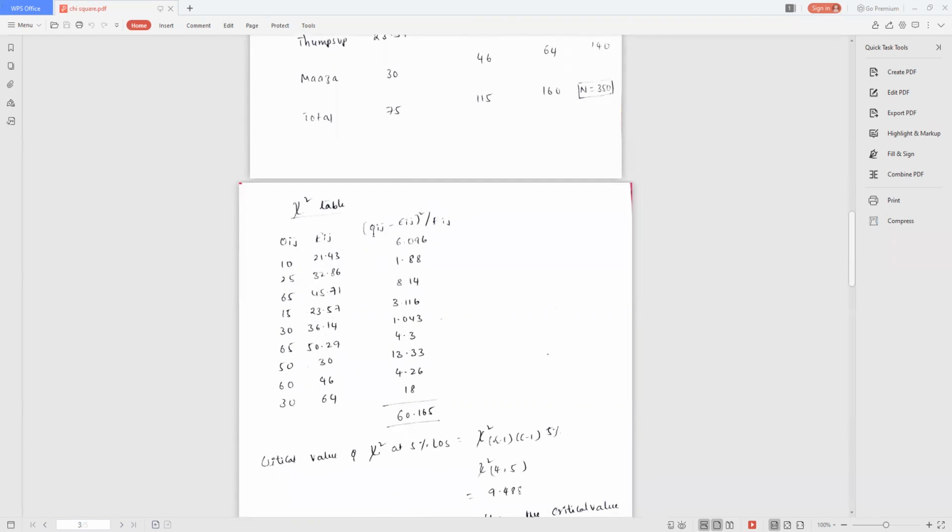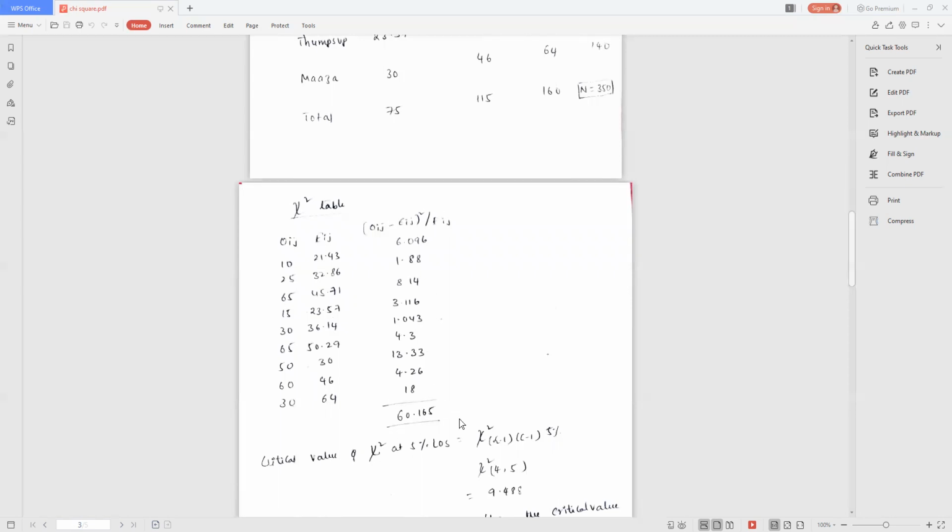And we have to calculate here (Oij minus Eij) whole square divided by Eij. Okay, we will get the values like this. Clear? This is the sum of all these that we got, that is the chi-square value. Chi-square is equal to summation of (Oij minus Eij) whole square divided by Eij, right?